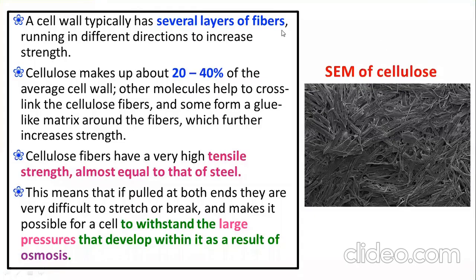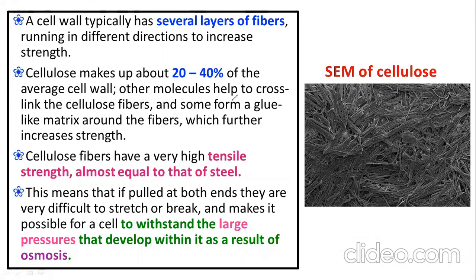So a cell wall typically has several layers of fibers running in different directions to increase the strength. So it means several fibers will combine, right? And that will form cellulose, right? This is actually a cellulose fiber, right? But when several fibers come together, we call that cellulose. Cellulose makes up about 20 to 40% of the average cell wall.